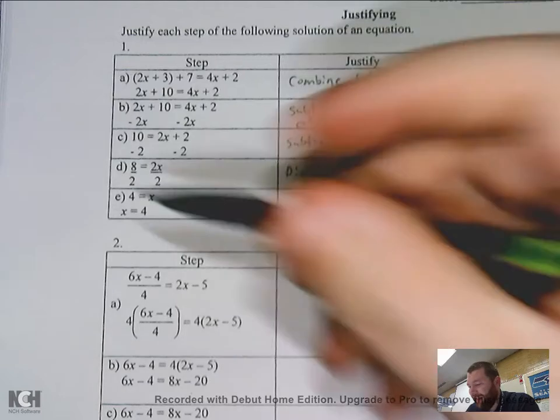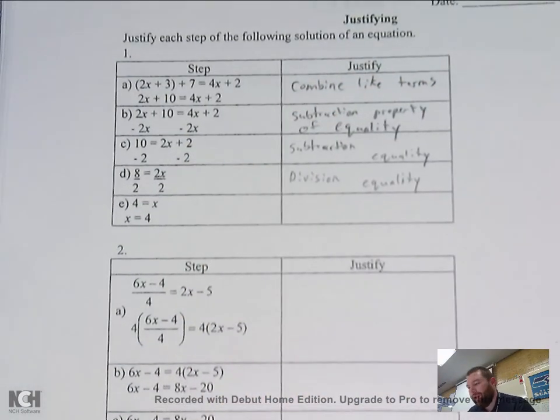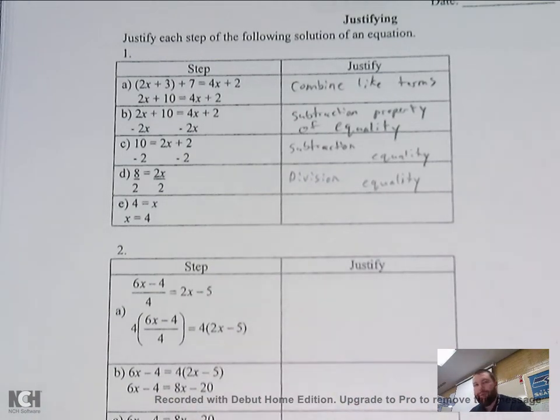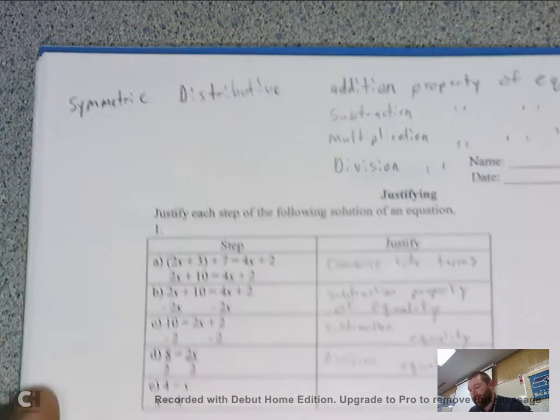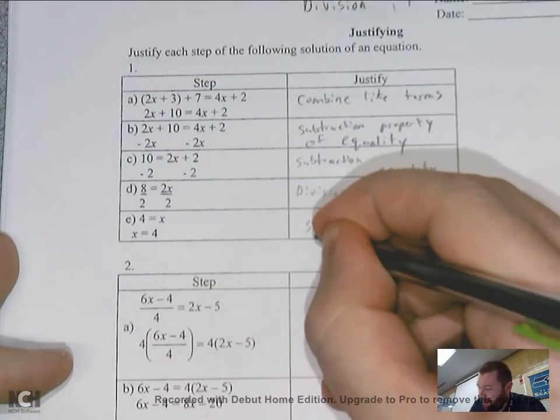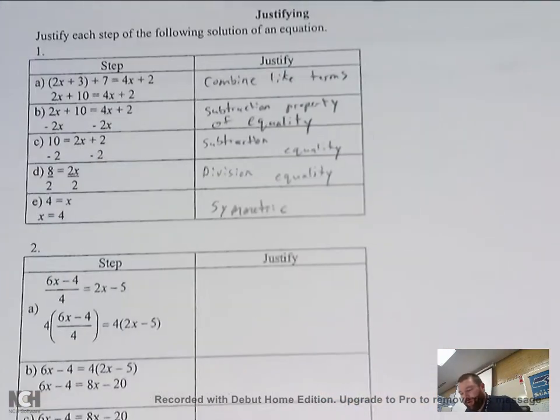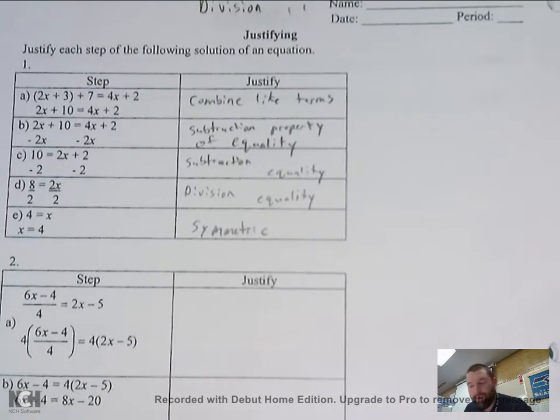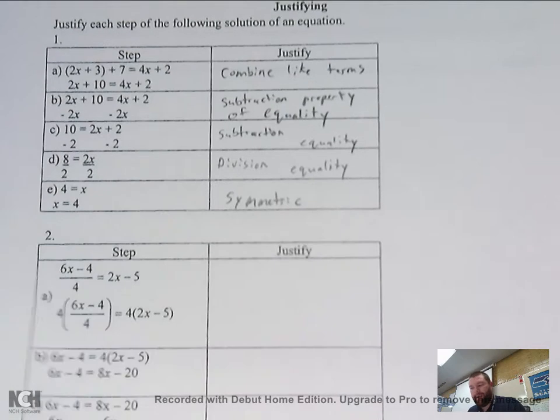Okay, and as the last one, 4 equals x, x equals 4. Which property describes one number being equal to a second number? Well, that's the symmetric property, right? Symmetric property. So we would plug in the symmetric property. Now again, all these properties are listed for you with their definitions on page 62 in your book. So you can always look at those.